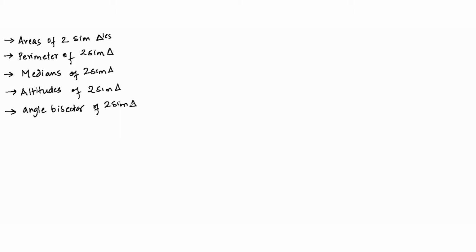And just to revise quickly the different tests for similarity, the first test was SSS, right? So we had the SSS test for similarity, where we said that two triangles will be similar if the ratio of all their three sides are equal to each other. The other test for similarity was the SAS test, and the third test for similarity was the AA test, right? So these are the three different tests for similarity.